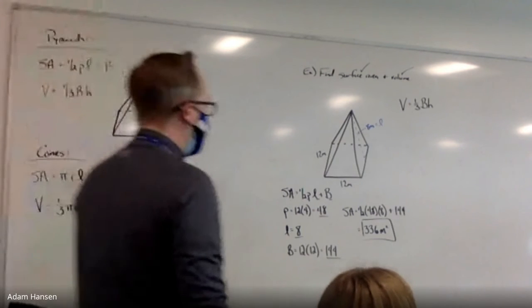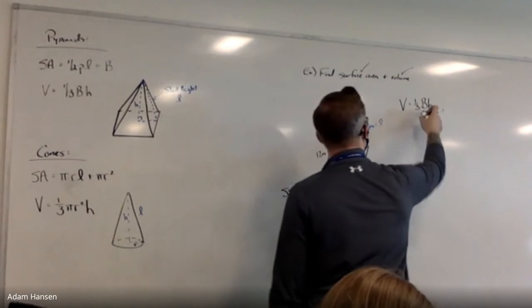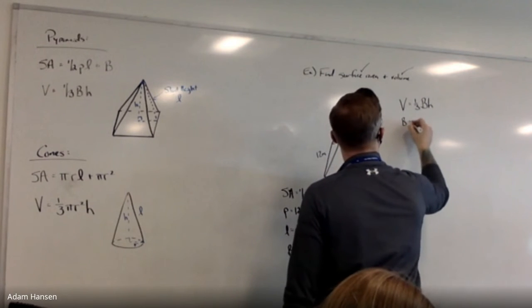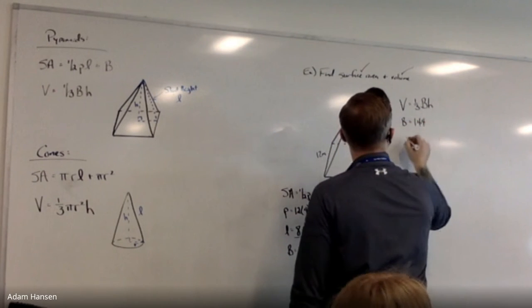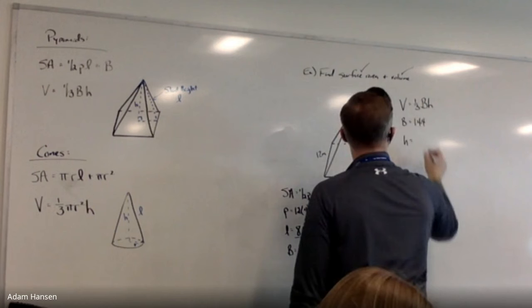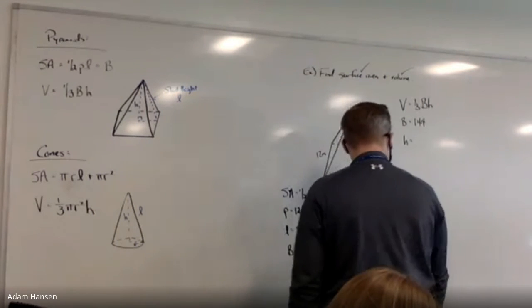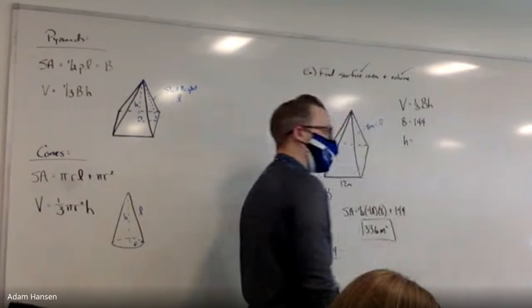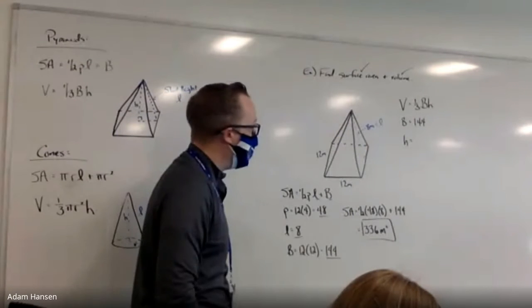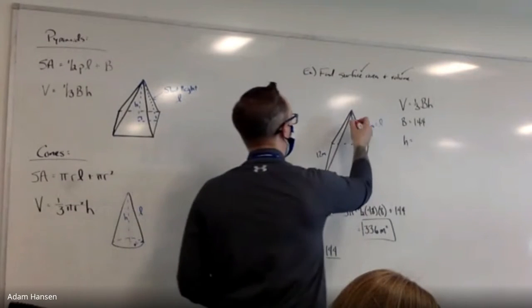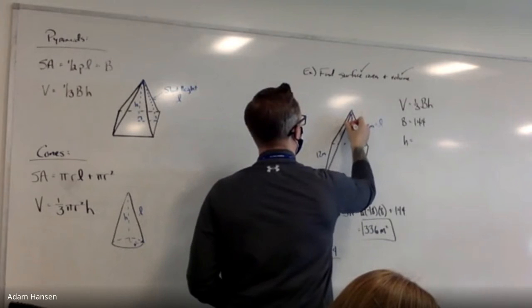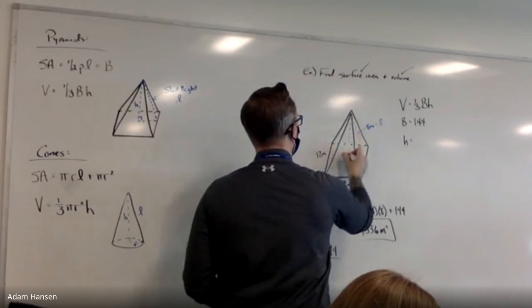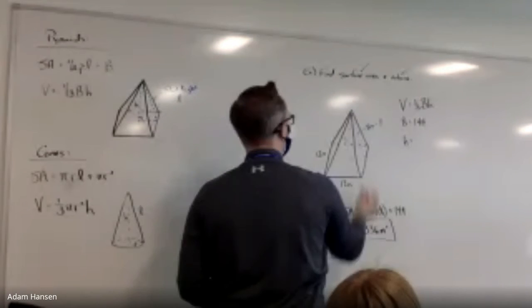All right, well, I think I can reuse this area of the base again. It was 144. Is the height 12? No. Do we have the height? No, we've got to find that. The height is from the vertex of the pyramid straight down perpendicular to the base. So I kind of draw that in red. There is our height.